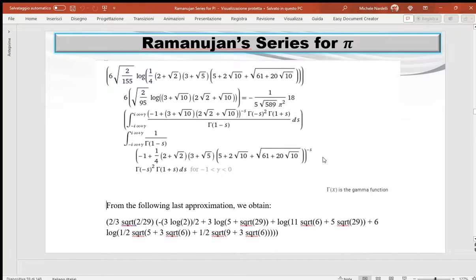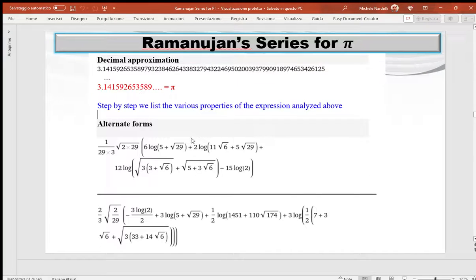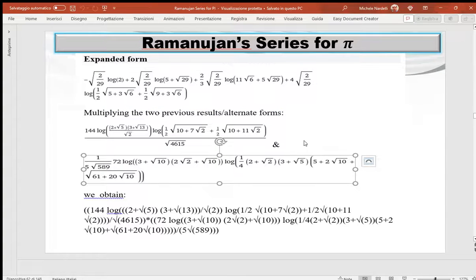From the following last approximation, we obtain the following expression, from which the following result, that is equal to pi. Also here we list the various properties of the expression analyzed, the alternate form, the expanded form.